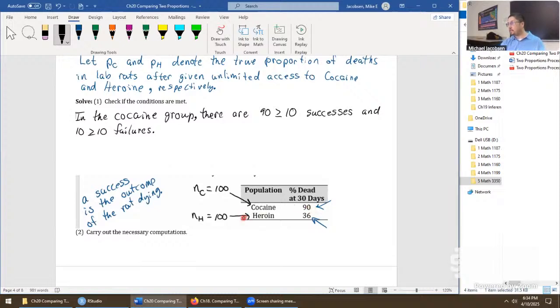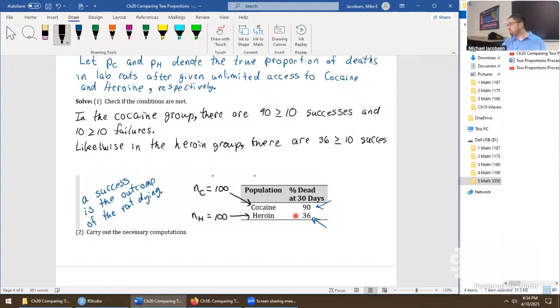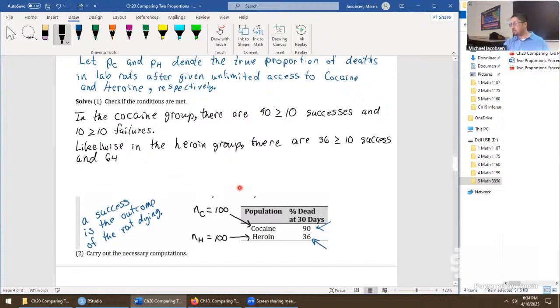We'll say, likewise, in the heroin group, there are 36 dead after 90 days, or 36% dead, which means 36 greater than or equal to 10 successes. And that means 64 failures. Definitely meets that benchmark of greater than or equal to 10.